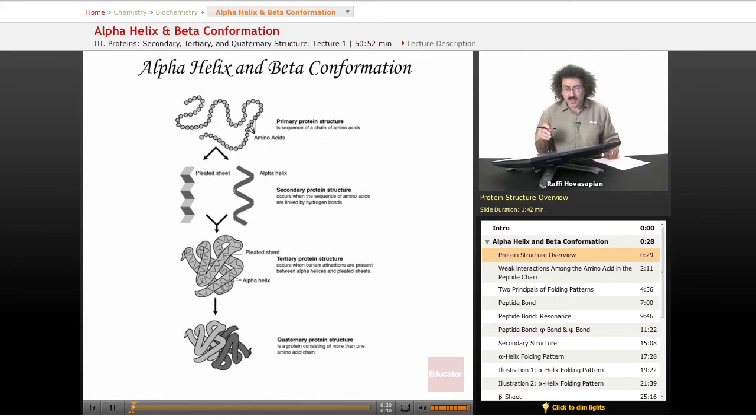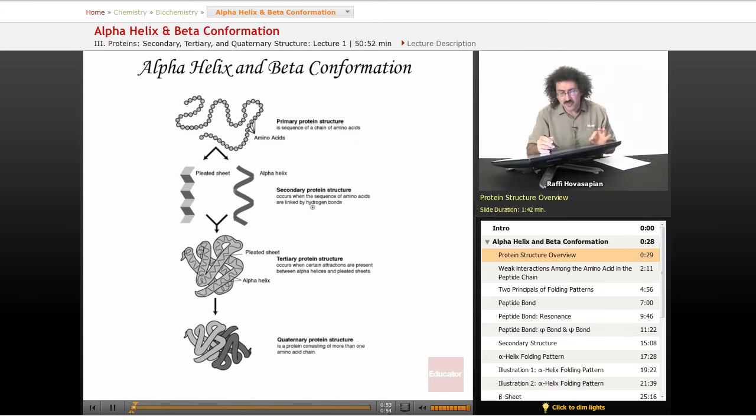Okay, so let's recap. We've talked about the primary structure of the protein. The primary structure is its sequence of amino acids. That's it. Just the lengthwise string of amino acids: alanine, glycine, leucine, isoleucine, whatever combination happens to be. That is referred to as the primary sequence.